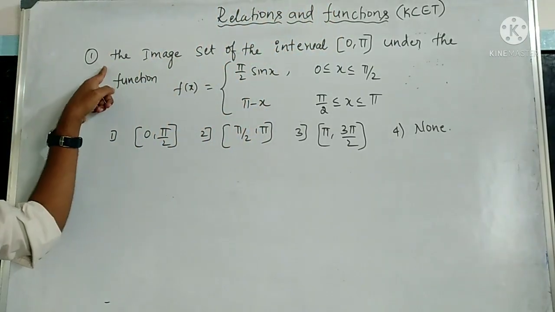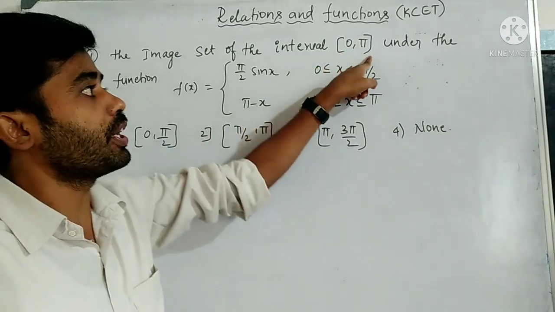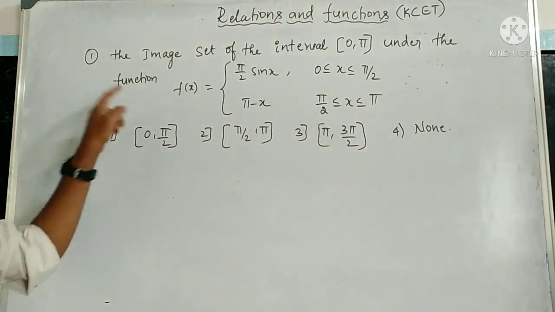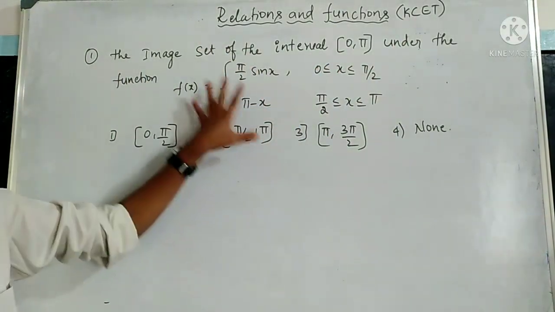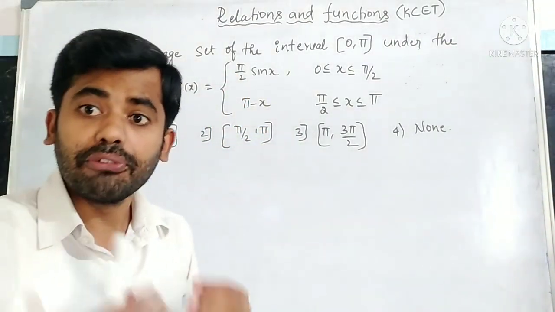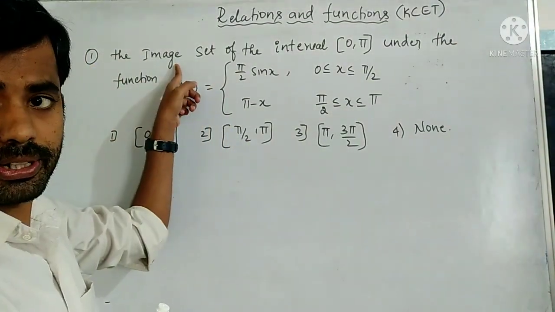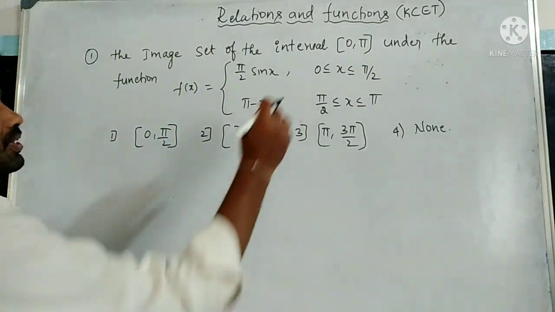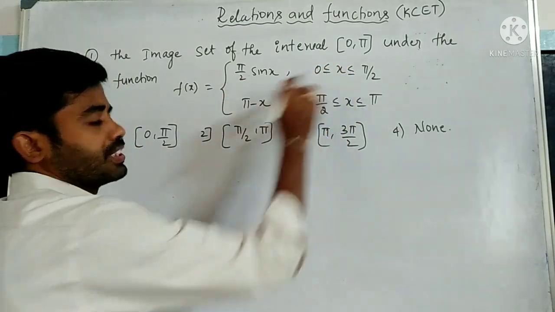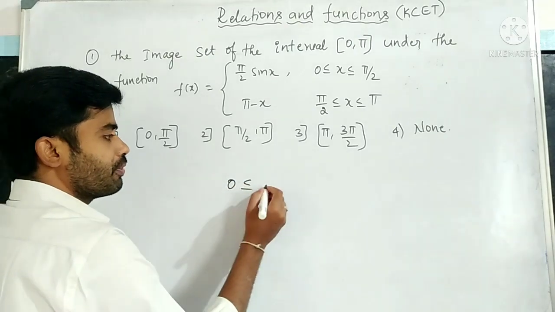Look at the first one. The image set of the interval closed 0 to pi under the function f of x is equal to this one. We have to find an interval in which the images lie. First, I will take the first function. If x lies between where to where.